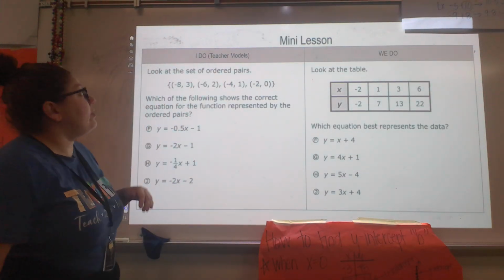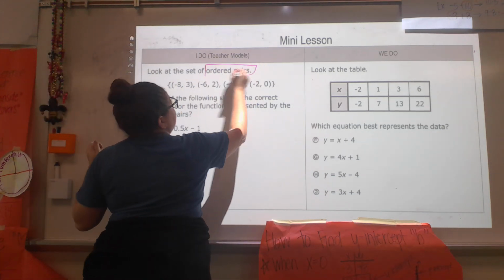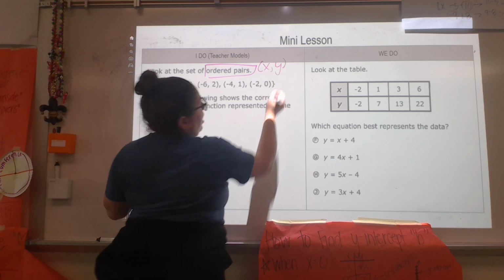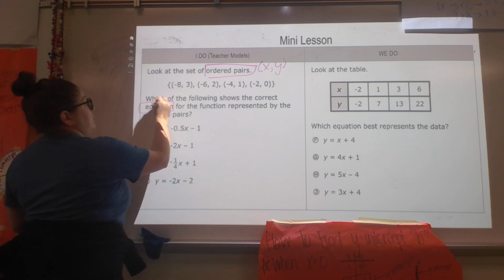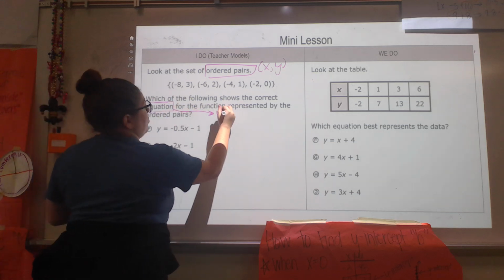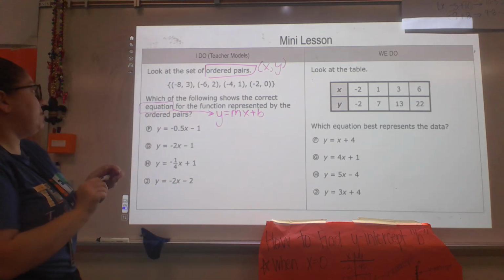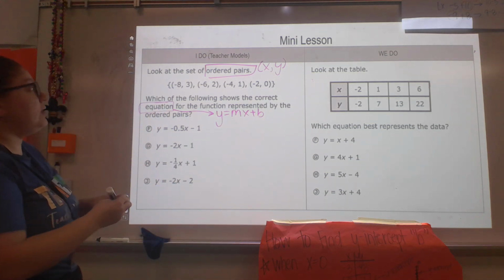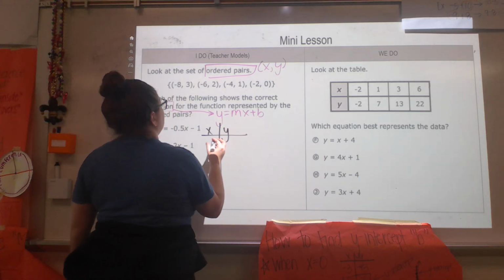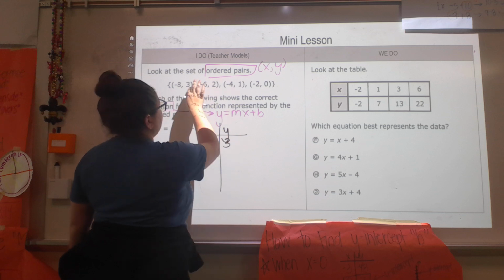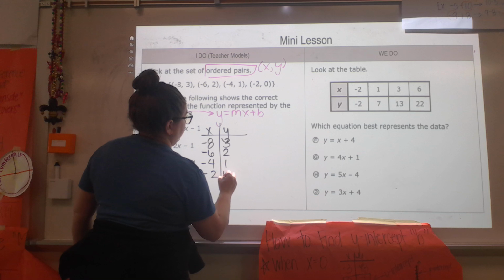There we go. Okay, so it says look at the set of ordered pairs. Remember, ordered pairs, x and y, okay? Which of the following shows the correct equation? Remember, y equals mx plus b for the function represented by the ordered pairs. Let's go ahead and make a table for those ordered pairs. We have negative 8, 3, negative 6, 2, negative 4, 1, negative 2, 0.